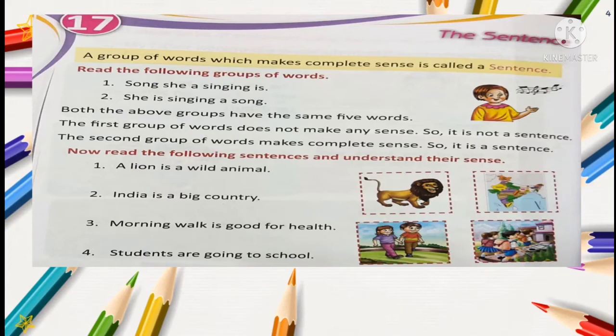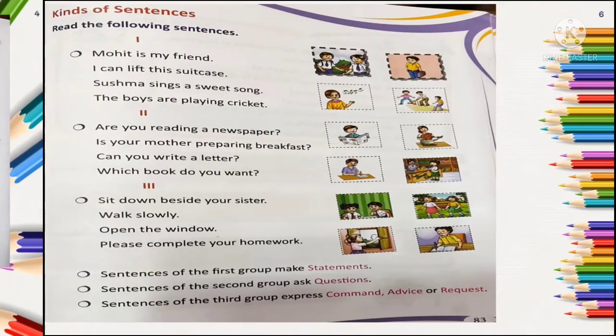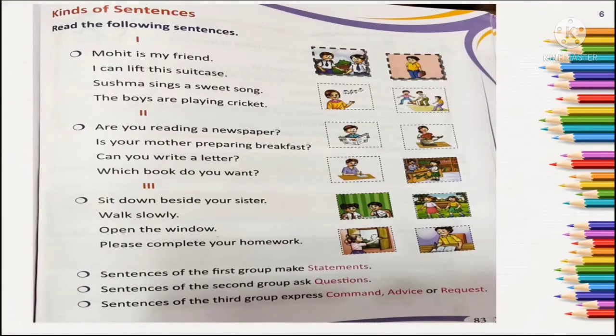Now some more examples of sentences. For example, a lion is a wild animal. India is a big country. Morning walk is good for health. Students are going to school. In all these sentences, the sentence starts with a capital letter and I have used a correct punctuation mark at the end of the sentence. Punctuation mark means full stop, question mark, exclamation mark, whatever is correct there.